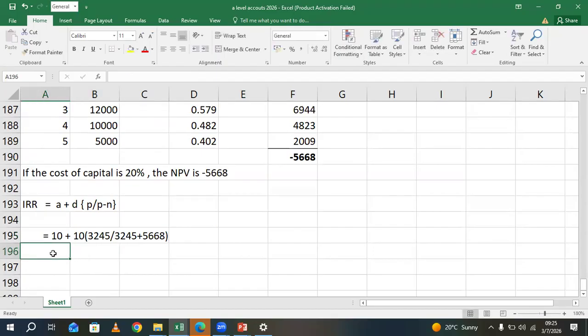So first simplify what's in the bracket. That's 10 plus 10. Please don't add the bracket before simplifying what's in the bracket. So we add 32.45 plus 56.68. That would be 89.13. Then 32.45 over 89.13.